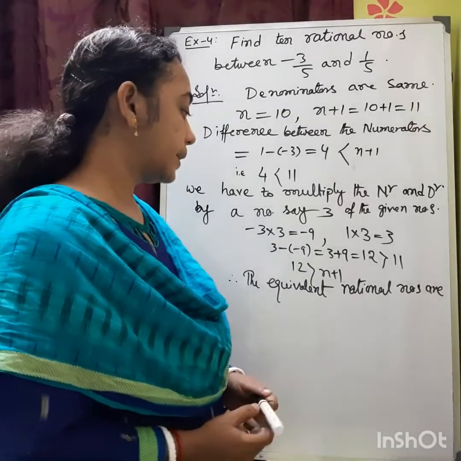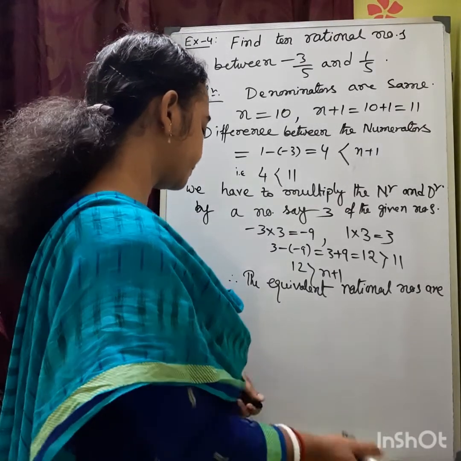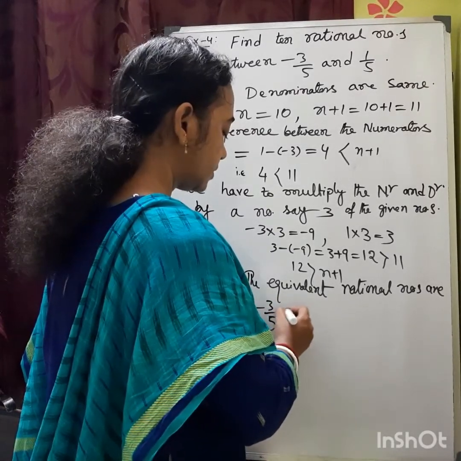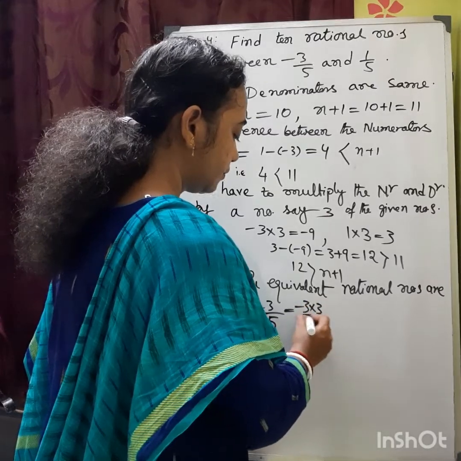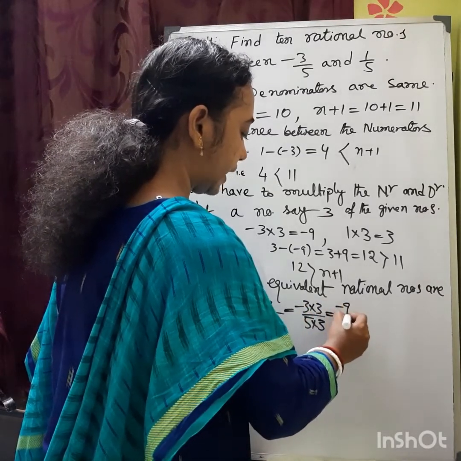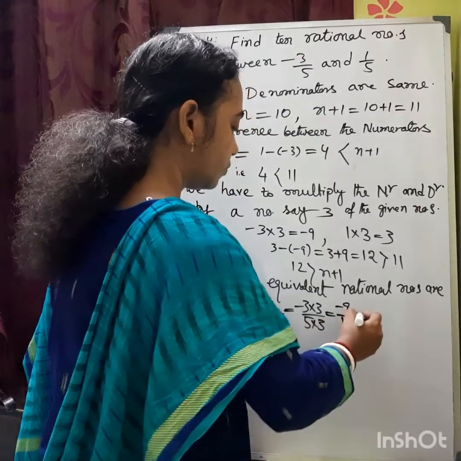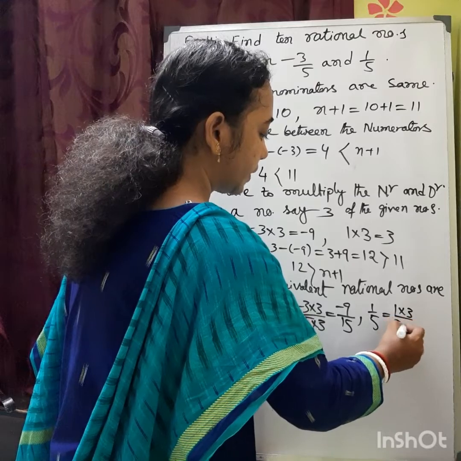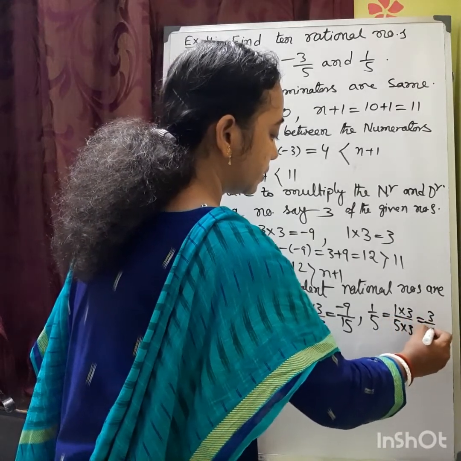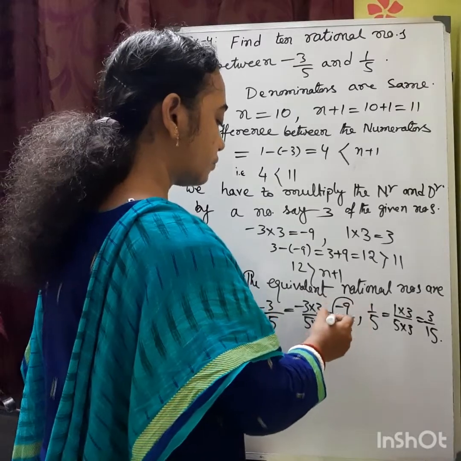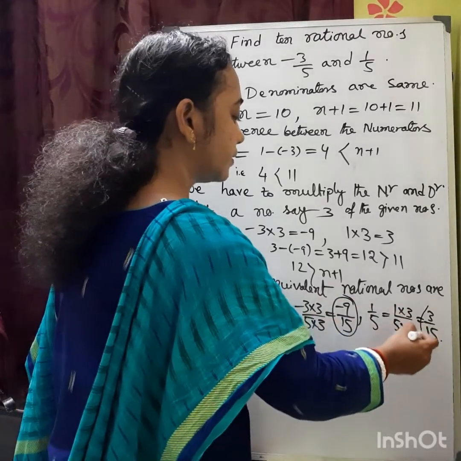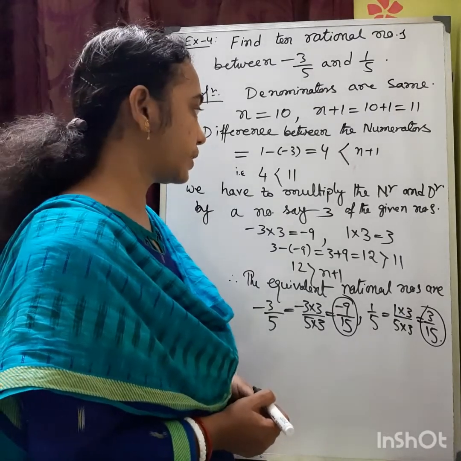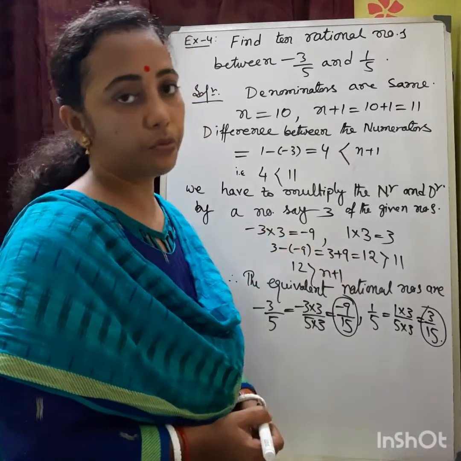So therefore the equivalent rational numbers are, one is given here minus 3 by 5, so that is equal to minus 3 multiplied by 3, 5 multiplied by 3, it is coming minus 9 by 15. Another one is 1 by 5 is equal to 1 multiplied by 3, 5 multiplied by 3, it is coming 3 by 15. So the two equivalent rational numbers are, one is minus 9 by 15, another is 3 by 15. So we have to find out here 10 rational numbers between them. As the difference we are getting 12, so we can easily get.